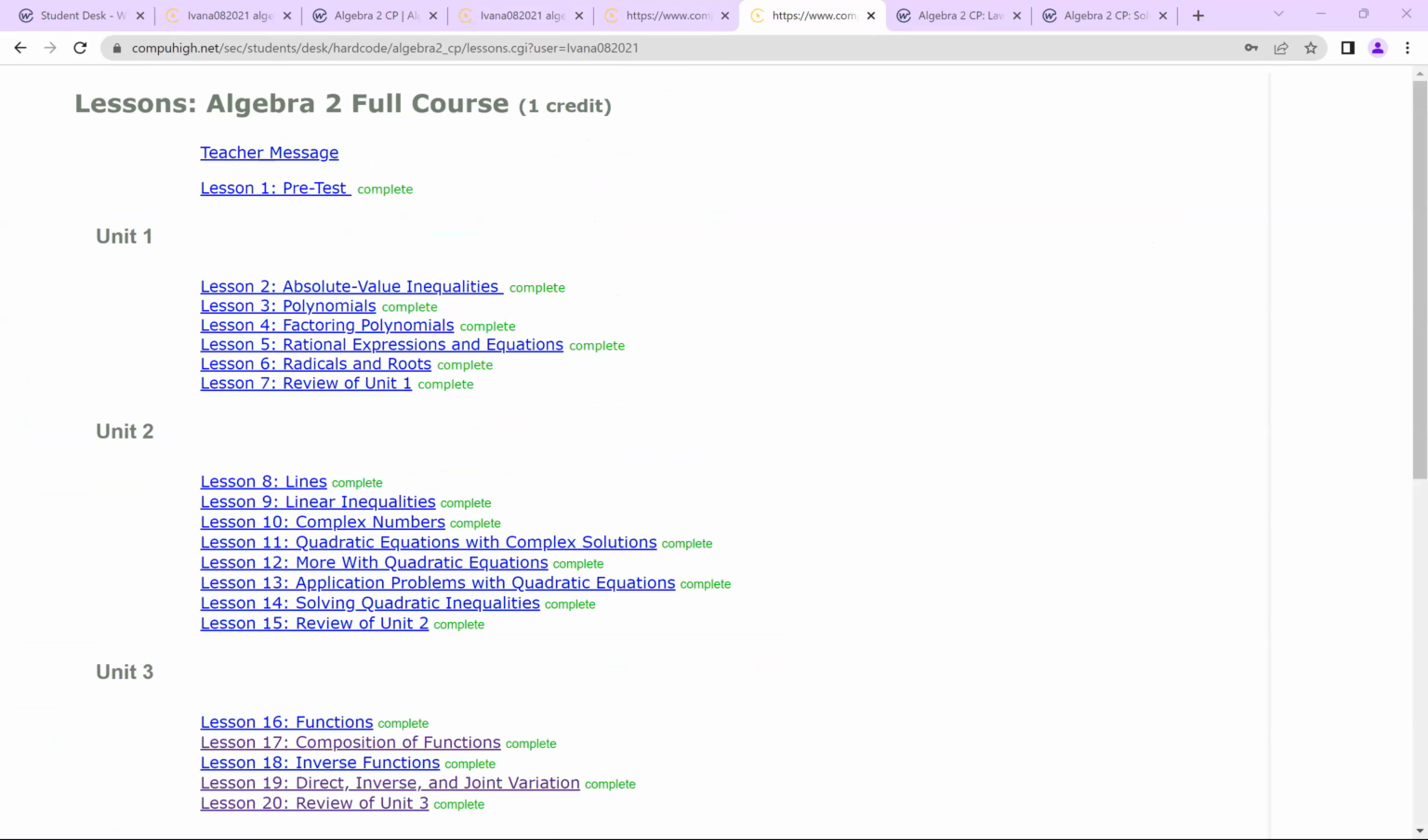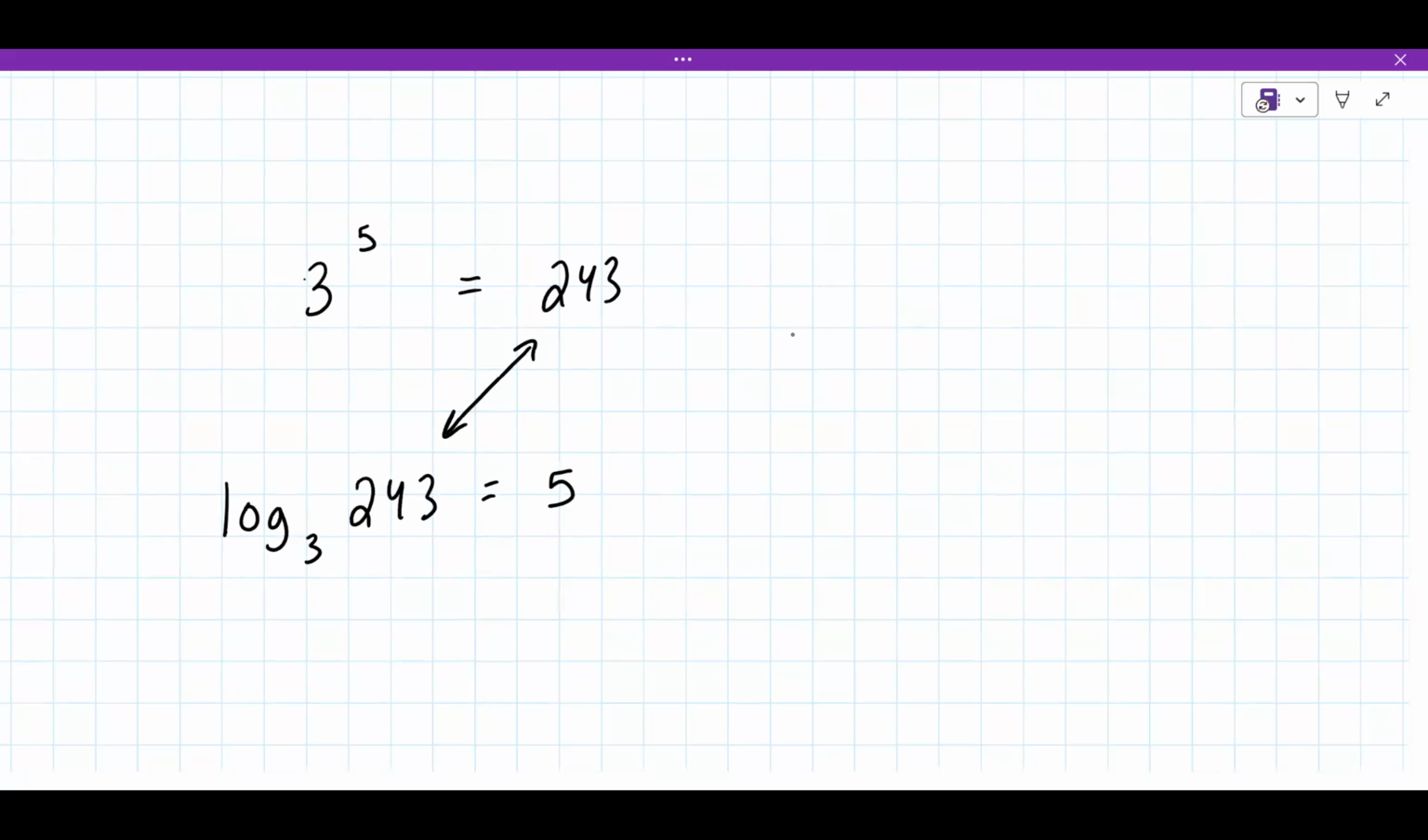Okay, so the most basic thing is if I give you something like 3 to the 5th equals 243, you have to be able to write that as log base 3 of 243 equals 5. You have to see that all the numbers move around.